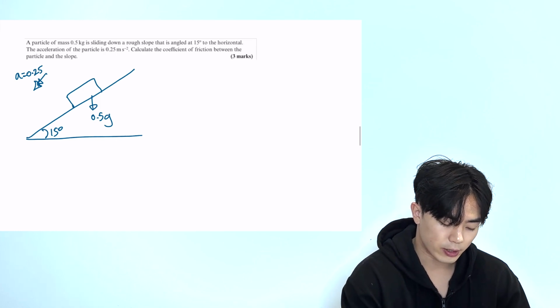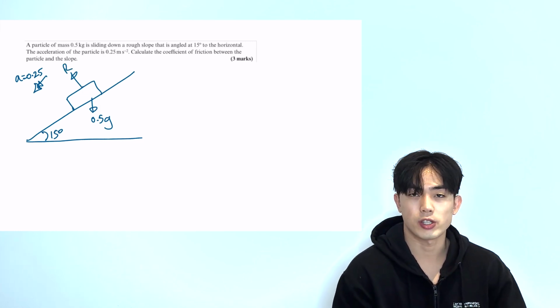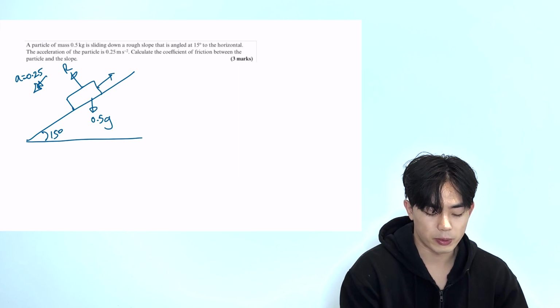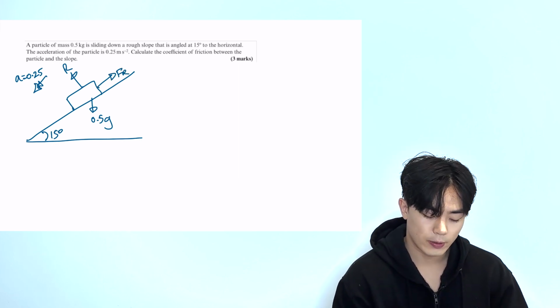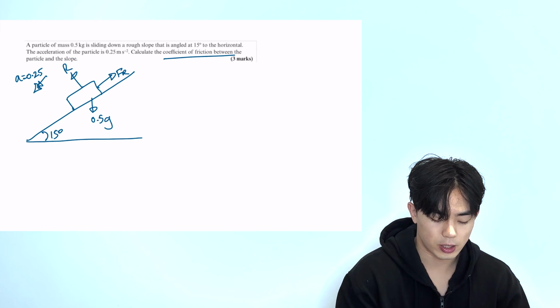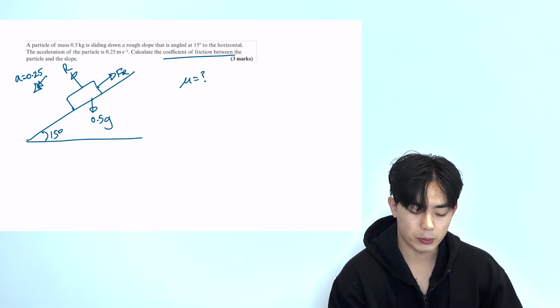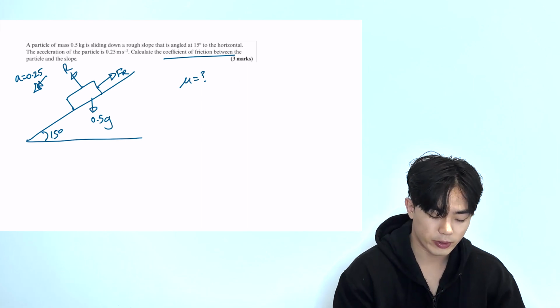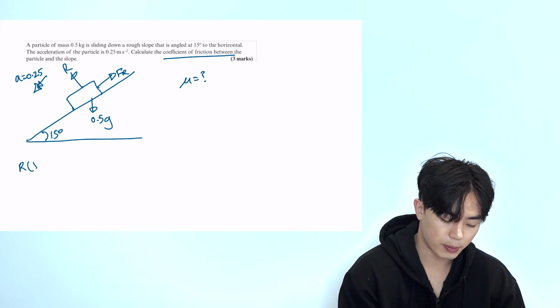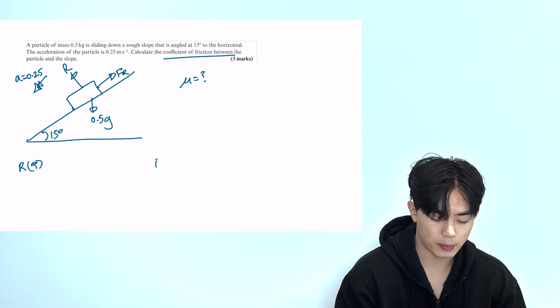We have the reaction force acting like here, and if it's moving down, friction is going to be acting up the slope because it's trying to prevent it from moving downwards, right? And they're asking us to find the coefficient of friction, so they're asking us to find the mu value again. So remember for an incline, rather than resolving horizontally and vertically, we're going to be resolving perpendicular to the plane, and we're going to be resolving parallel to the plane, okay?